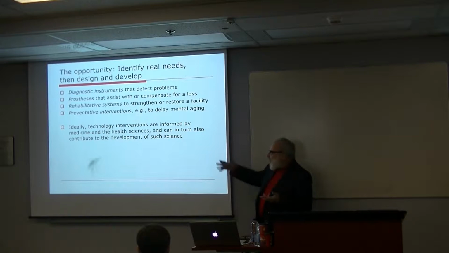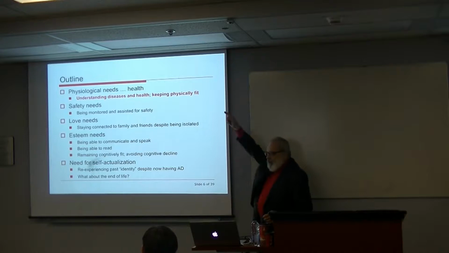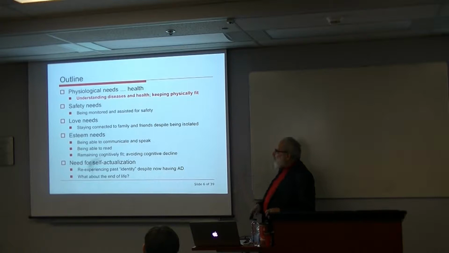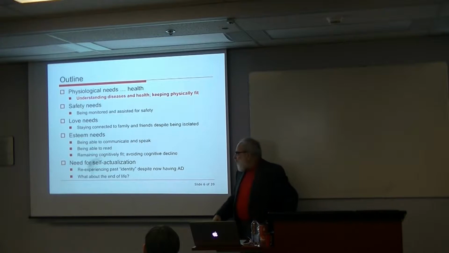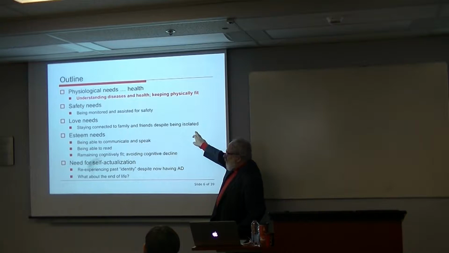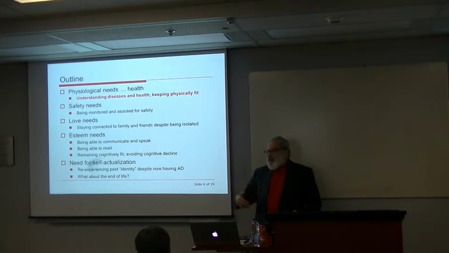So what I'm going to do now in the body of the talk is go through the Maslow hierarchy from bottom to top, except here it's reversed. I'm going to start by talking briefly about physiological needs and safety needs, which are areas that we historically have not worked on, and then talk about some projects in the three upper levels of the hierarchy. I'm going to pay particular attention to staying connected to family and friends, which is our biggest project right now. And I'm also going to talk a bit about re-experiencing past identity, despite now having Alzheimer's disease, because it's one of my favorite projects, and I know Ellen is very interested in it.